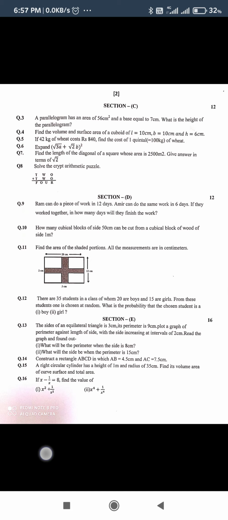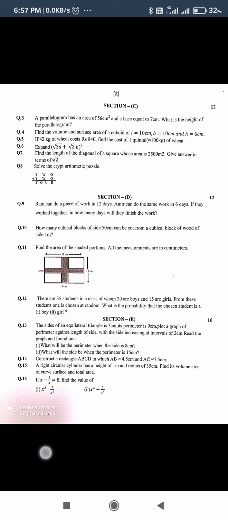And question number 16, this is the last question: if x minus 1 upon x equals 8, find the value of the first part, x square plus 1 upon x square, and second, x to the power 4 plus 1 upon x to the power 4. So we have to find this value by using the proper formula.